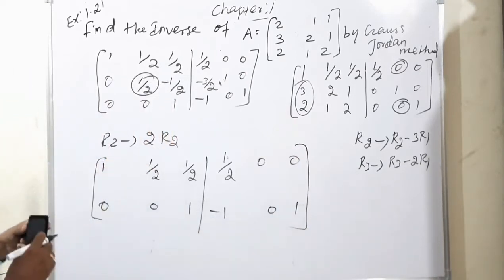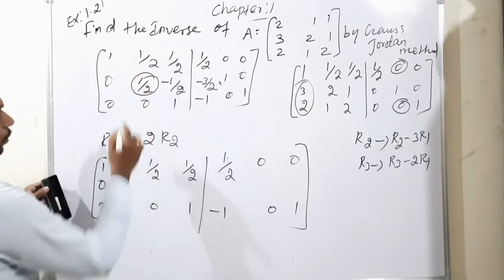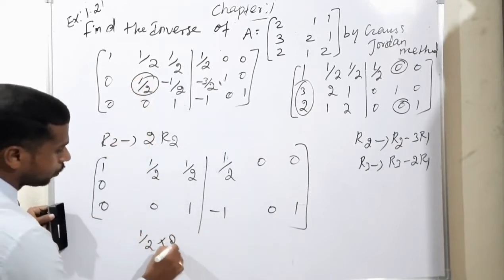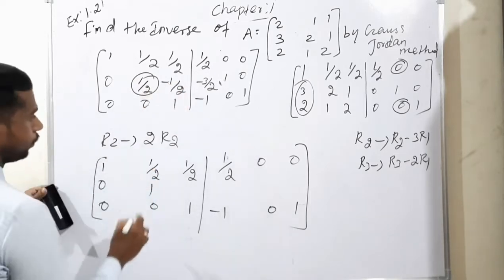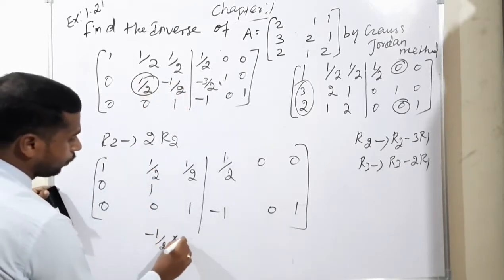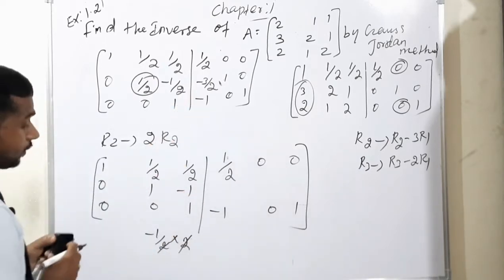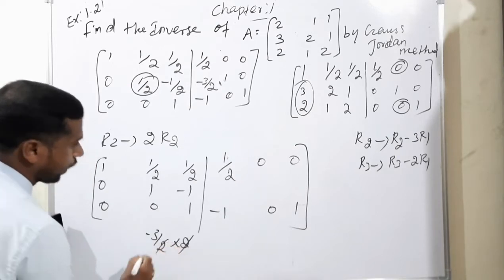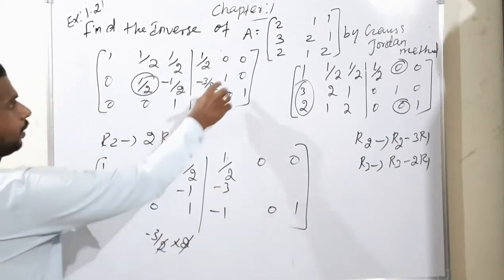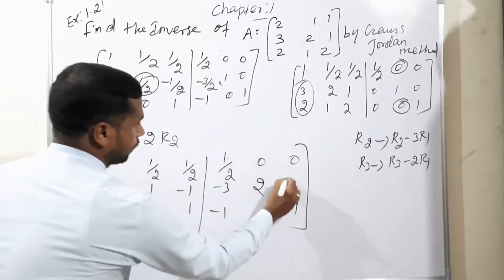R2 becomes 2 into R2. So 2 into 0 means 0 is there. Here what will happen? 2 into R2, so 1 by 2 into 2, the 2 will cancel and the value will be 1. Next, minus 1 by 2 into 2, again the 2 will cancel, minus 1 will come. Next, minus 3 by 2 into 2, the 2 will cancel, minus 3 will come. Here 1 into 2, so positive 2. Here 0 is there, 0.